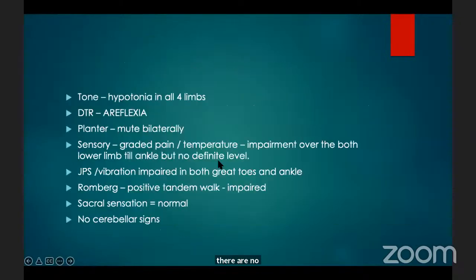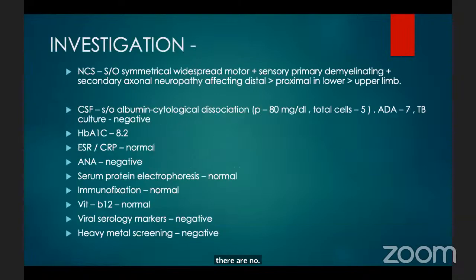Then we investigated the patient, and NCV showed symmetrically widespread motor plus sensory, primary demyelinating and secondary axonal neuropathy, affecting predominantly distal more than proximal, and lower limbs more than the upper limbs.